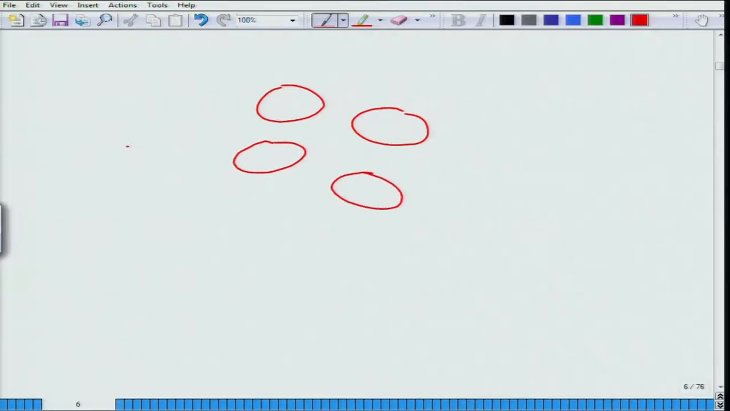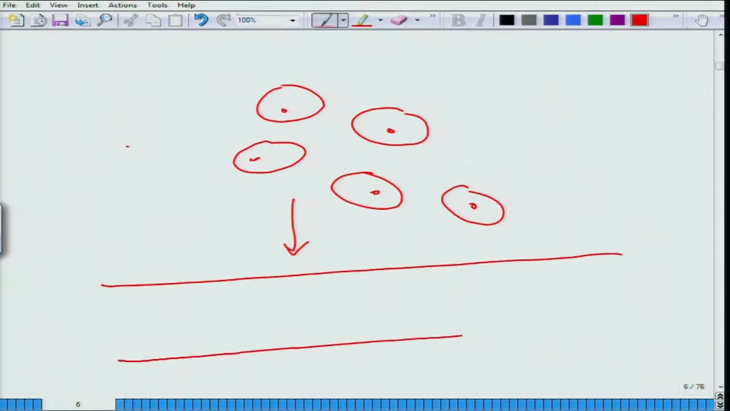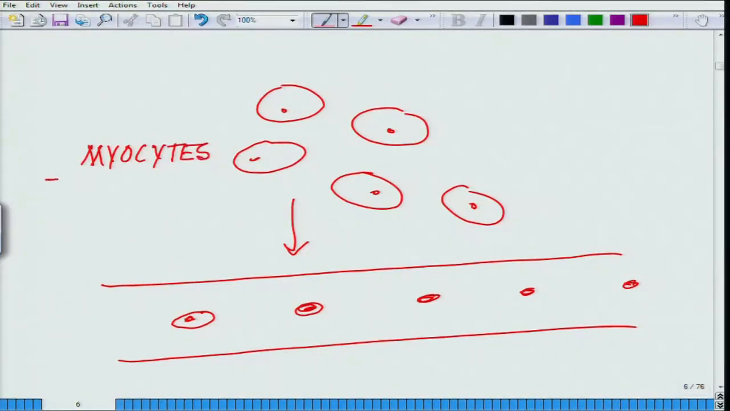As of now what we have learnt about is individual muscle cells. I have already discussed this part. These muscle cells are coming close to each other and forming the myotubes. These are the nucleus, these are the nucleus, these are the nucleus. Okay. So, these are the myocytes and these are the myotubes. And eventually it forms myofibers and everything.